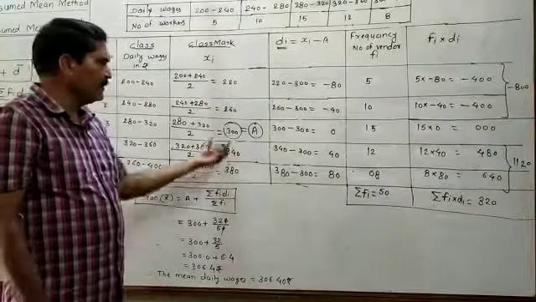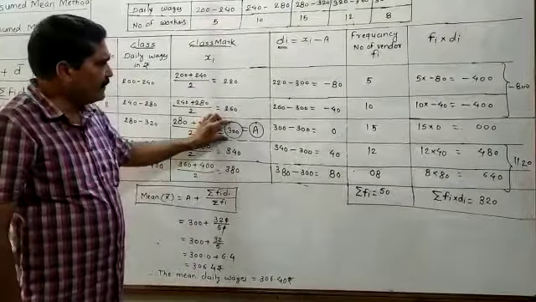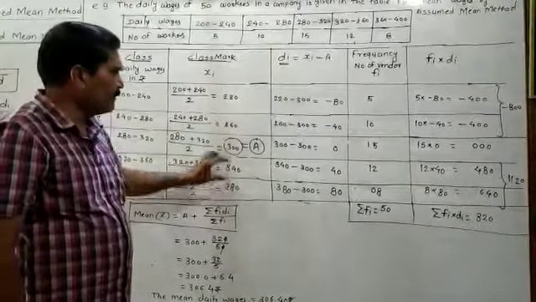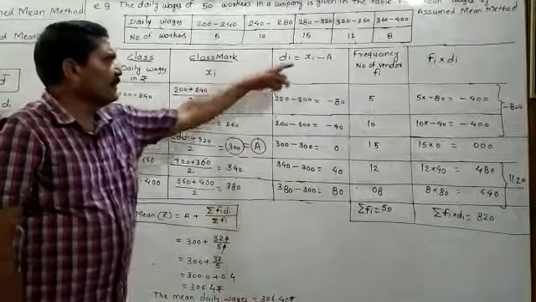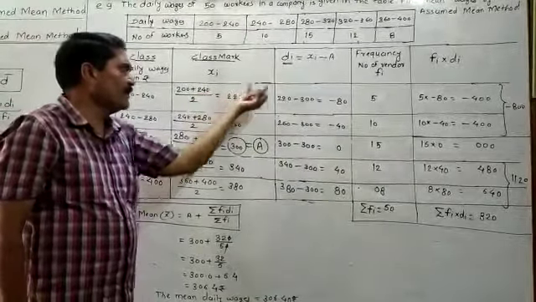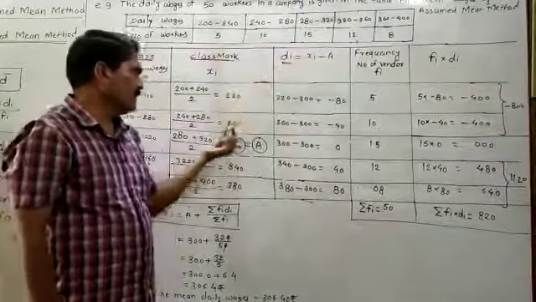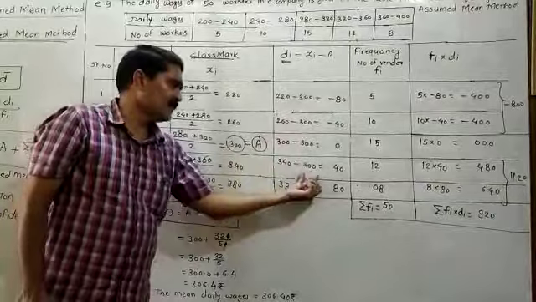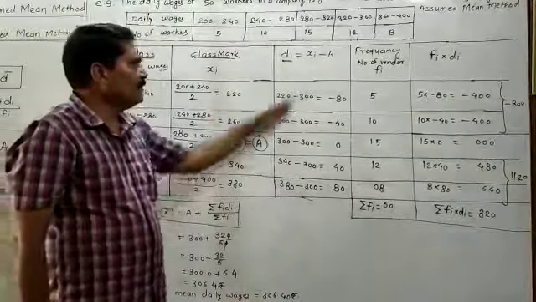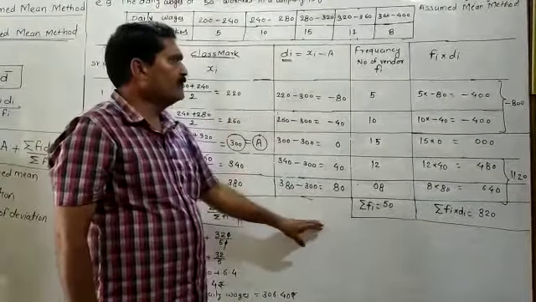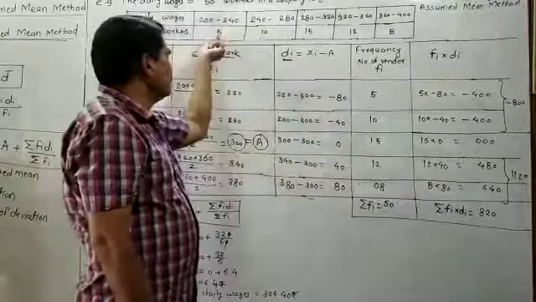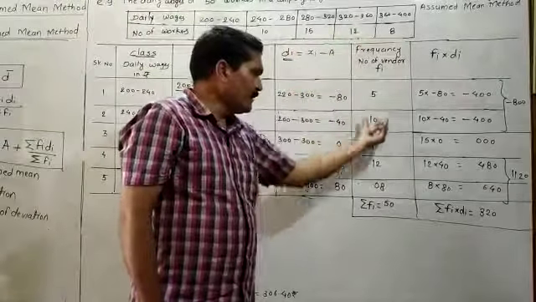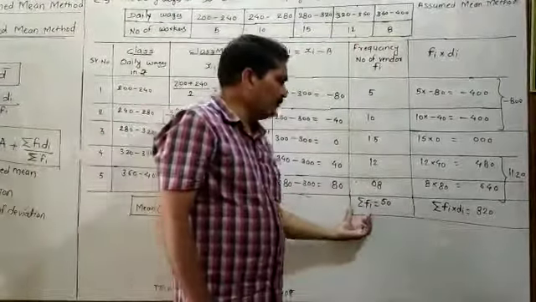For easy calculation, I take this 300 as the middle one, and this column is xi. For the next column, if you want to find di, you have to say xi minus a. Once you get the deviation di, you have to write the frequency. Frequency is given here: 5, 10, 15, 12 and 8. For each and every class you write the frequency, and you do the sum of the frequency.